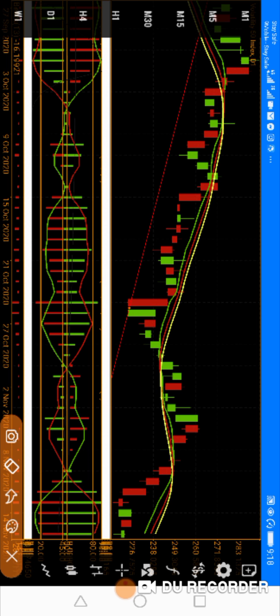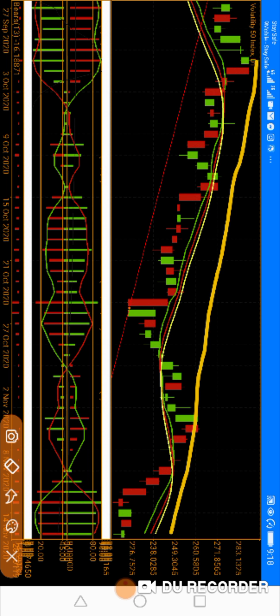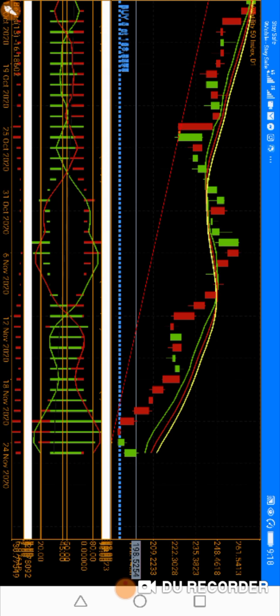If you are selling, you use resistance. If you're buying, you use support. The major resistance is over there above. So that's how the market is moving. If you check here, you see the resistance. So probably this one will come to that level.